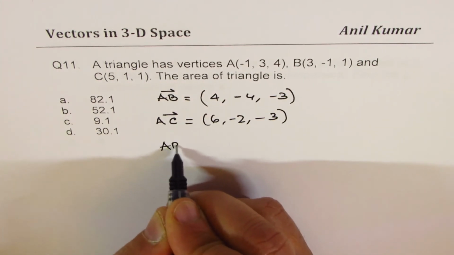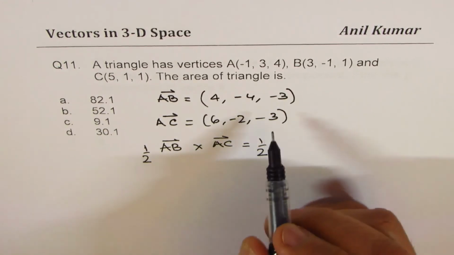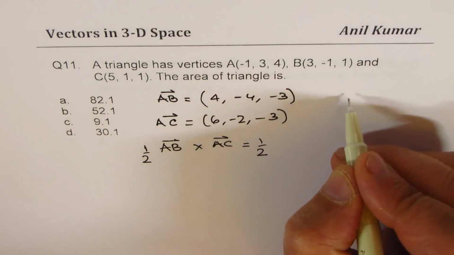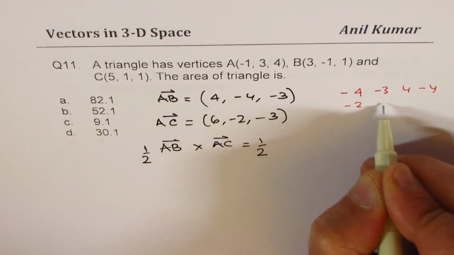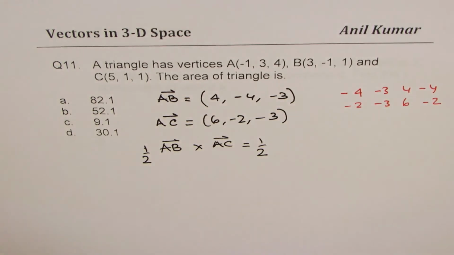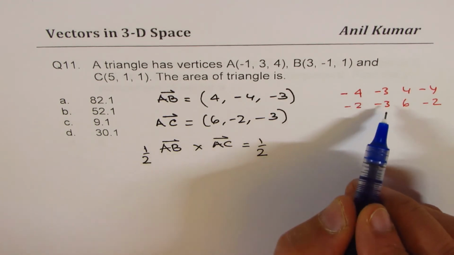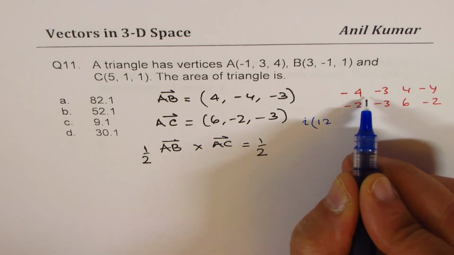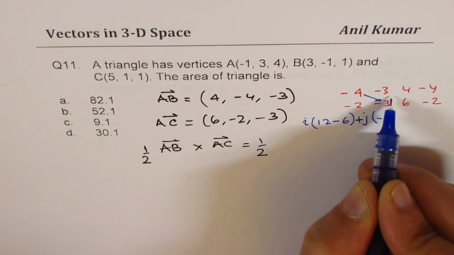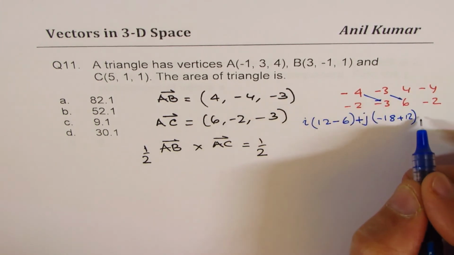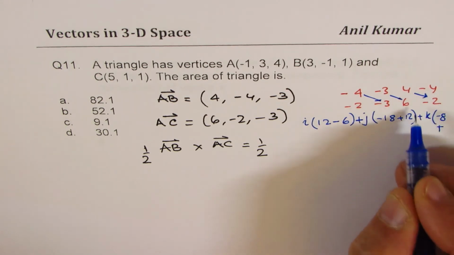Okay. So let's do AB cross AC. Area will be half of this since it is a triangle. So we do half of this cross product. To calculate the cross product, let me rewrite them starting with the center value. Minus 4, and then we write minus 3, 4, minus 4. For the other, minus 2, minus 3, 6, minus 2. So let's calculate. 4 times minus 3 is 12, so i times positive 12, minus of this, which is minus 6, plus j times 3 times minus 3... minus 18, negative of this makes it plus 12, and plus k times 4 times minus 2 is minus 8, and that becomes positive 6 times 4 is 24.